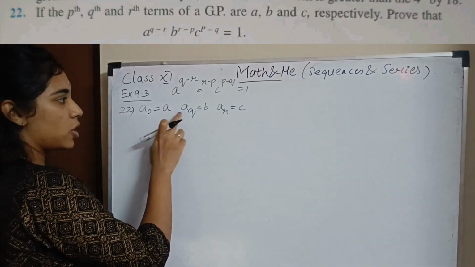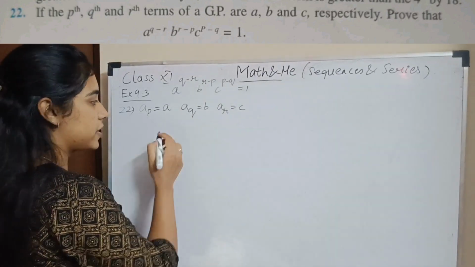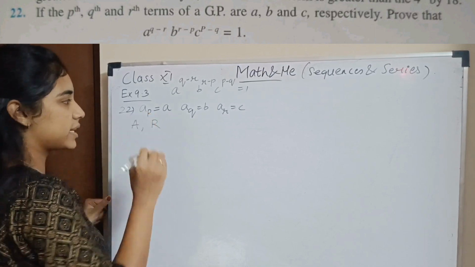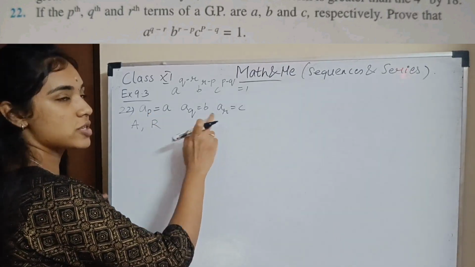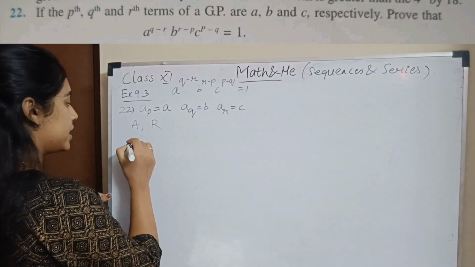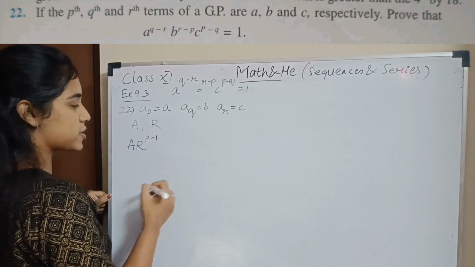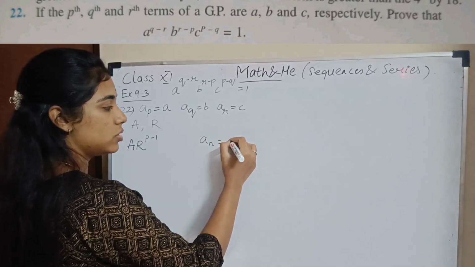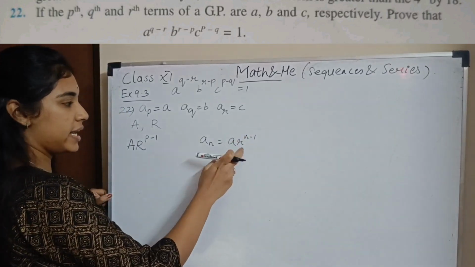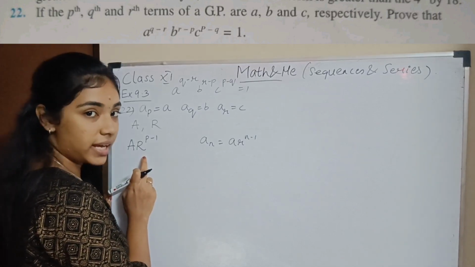So now here we already have small a, small b, small c. So I'll take the first term to be capital A and the common ratio to be capital R. Okay? Because here we already have a small r. So don't get confused. So what is a_p? It is A R to the p minus 1. What do we write for a_n? A R to the n minus 1. So what is a_p? A R to the p minus 1. I'm just writing it as capital A and capital R.